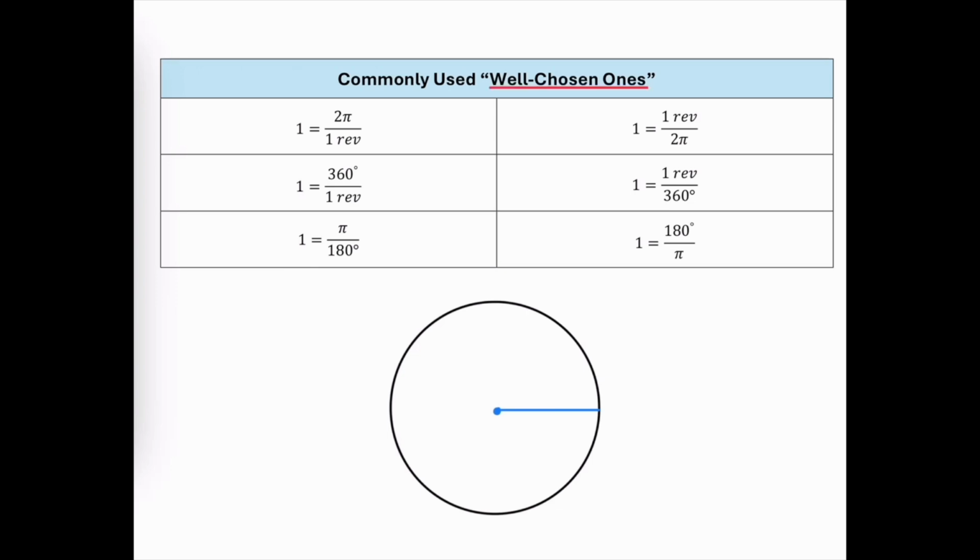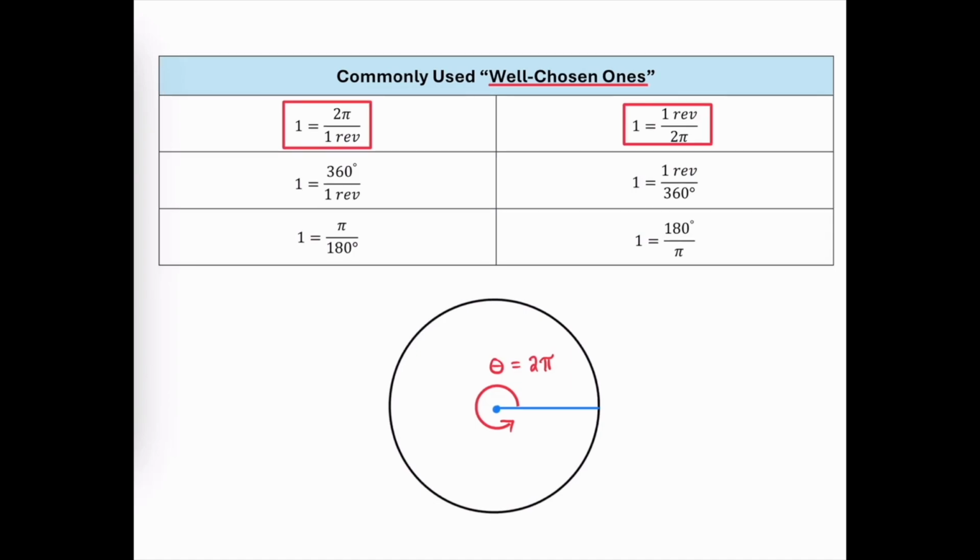Here's a chart with some well-chosen ones that are commonly used when we convert between radians, degrees, and revolutions. In order to go one complete revolution, our angle measured in radians is 2 pi. So since there are 2 pi radians in one revolution, the measure of those two quantities is the same, and this ratio is equal to 1. But if we flip the numerator and the denominator here, we get another version of this ratio that's still equal to 1.